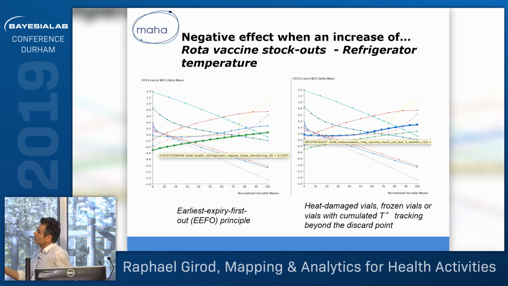Negative effects, of course, the stock out. You have to apply the earliest expiry first out principle, which is not hugely applied. Of course, it's very complicated because you have to master lots of information about the temperature. If you have some specific tool attached to a lot and you are capable of tracing the cumulative temperature over the discard point, you should put it outside your stock as soon as you have a specific color in your tracking system.